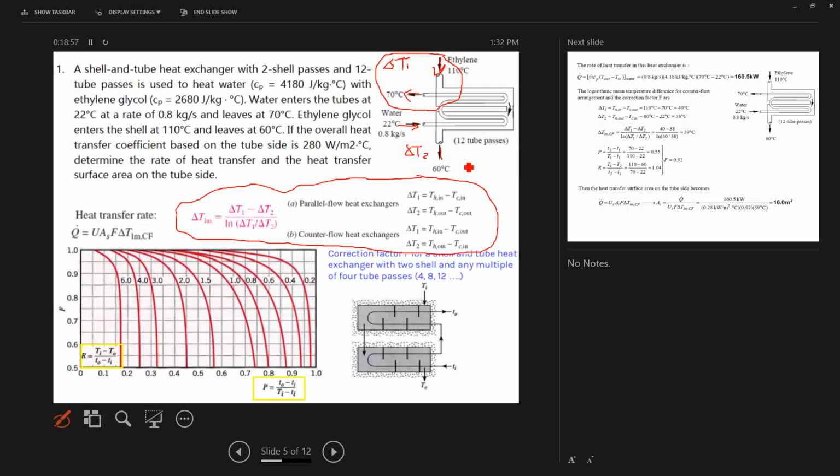All get the correct answer. The surface area should be 16. Have you finished your calculations? Does anyone need more time?